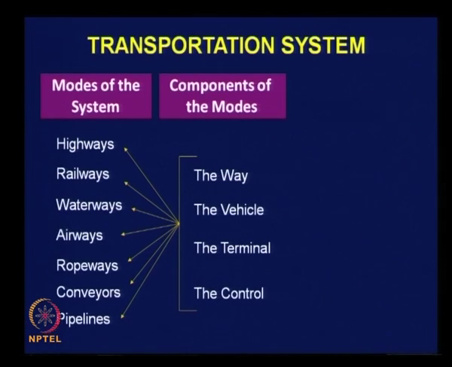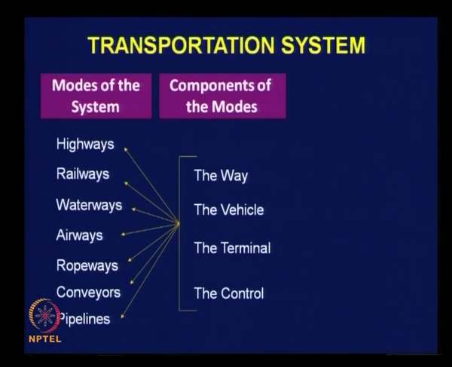And the vehicles in the case of ropeways, can we identify the vehicles in ropeways? The cabins that are moved on the rope to transport either goods, for example tea leaves in the case of tea estates, or passengers as recreational mode of transport in places of tourist importance. So the cabin which moves on the rope is the vehicle in the case of ropeways.